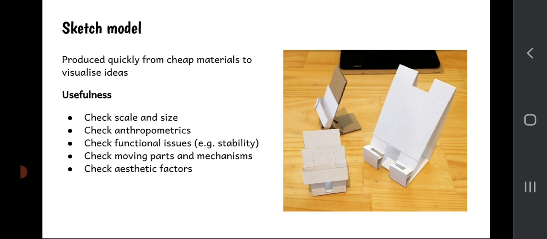And I'm looking at the photograph here of these models, which are models of a phone stand. We could determine from those sketch models that a phone could fit on the model fine and that it wouldn't fall over. We can check, in a limited way, for moving parts and mechanisms, not really with paper and card, but for some sketch models that might be possible. And finally, we can use the sketch model for aesthetic factors as well, trying to figure out how beautiful the model is.